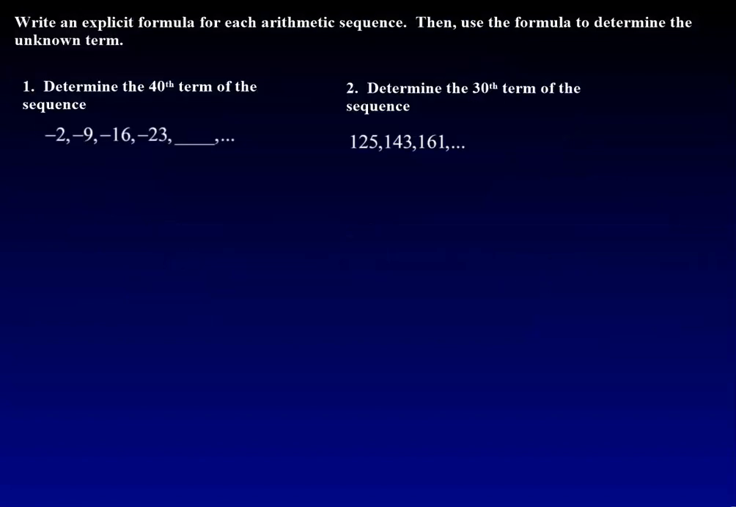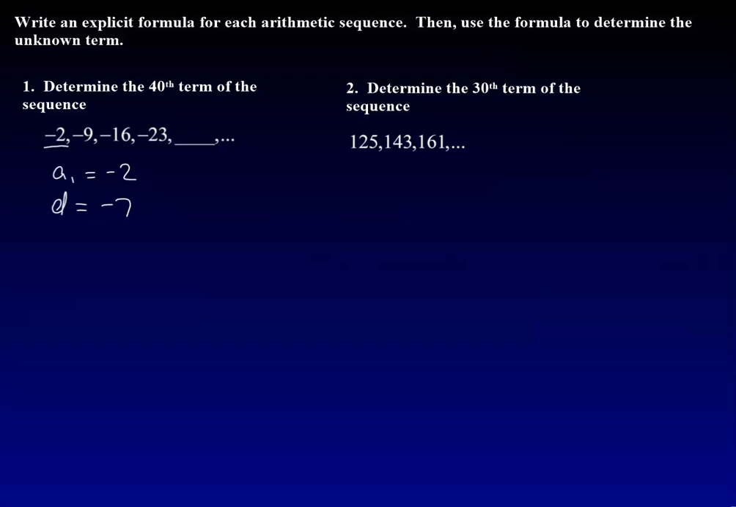Write an explicit formula for each arithmetic sequence. Then use the formula to determine the unknown term. Okay, so first thing we need to find to write this is a sub 1 and d. So a sub 1 is always the first term, so in this case negative 2. And d is the common difference, and in this case we're talking about negative 7. We've done this one before.